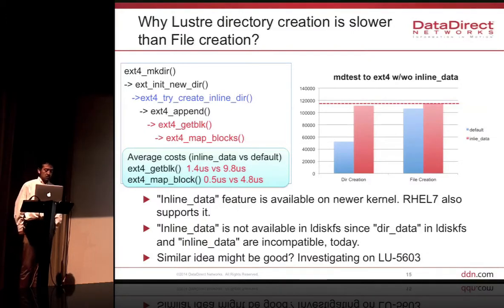So we tried this feature in the Lustre file system. However, inline data is not available in LDISKFS, because at the LDISKFS level there is another feature, dirdata. So dirdata and inline data are incompatible today. So we couldn't test inline data with the Lustre file system yet. In order to improve directory creation, we might have a similar idea in LDISKFS, or we might need to support the inline data feature in LDISKFS. So we just opened a ticket to investigate.